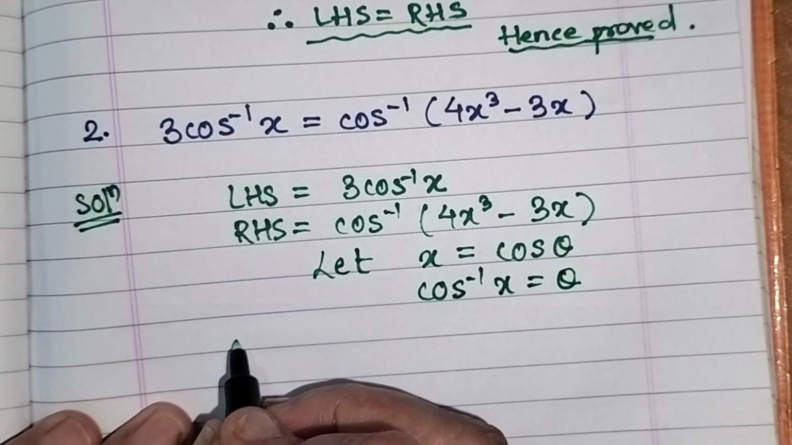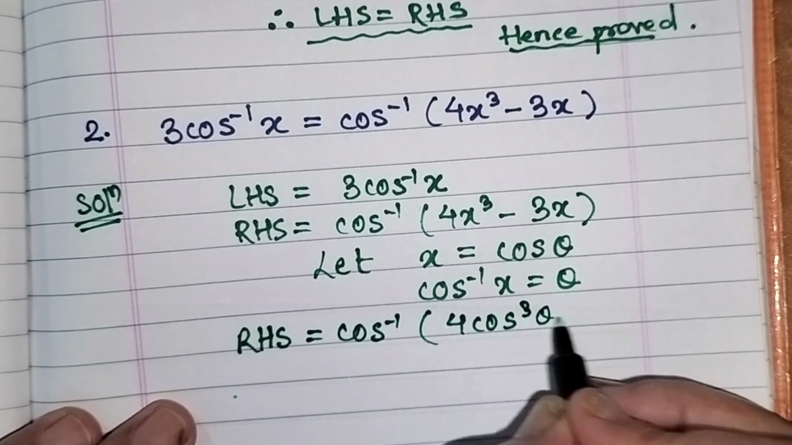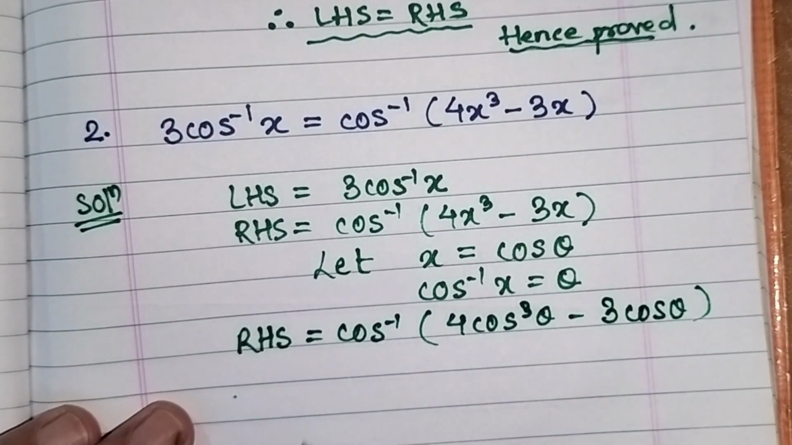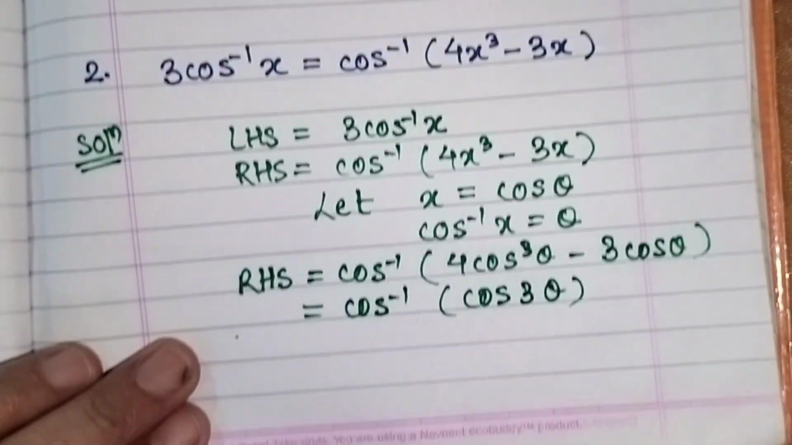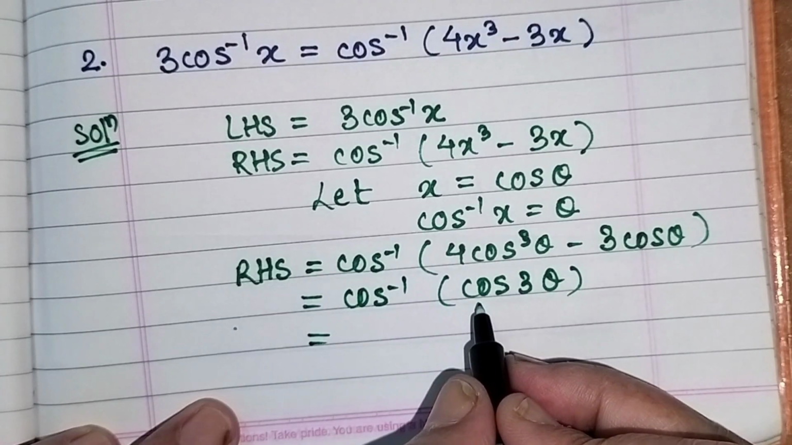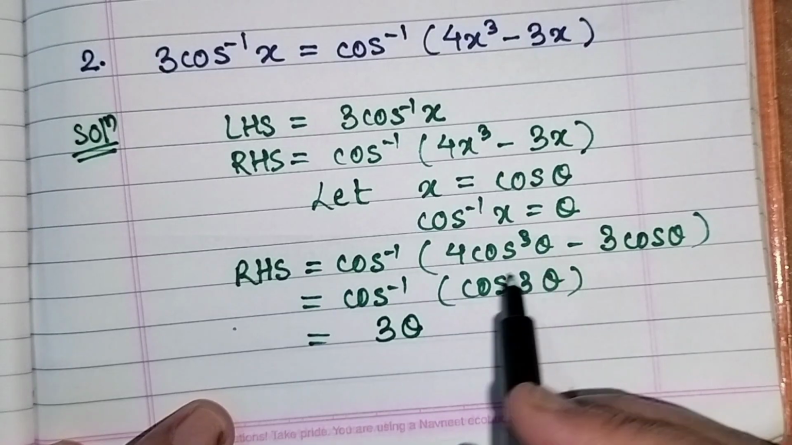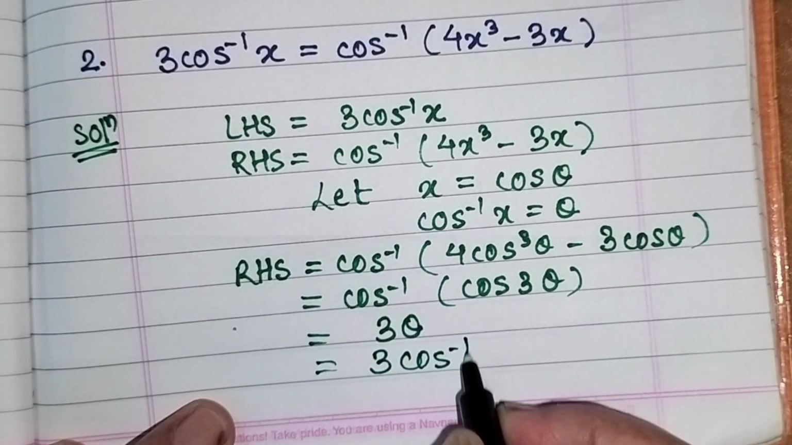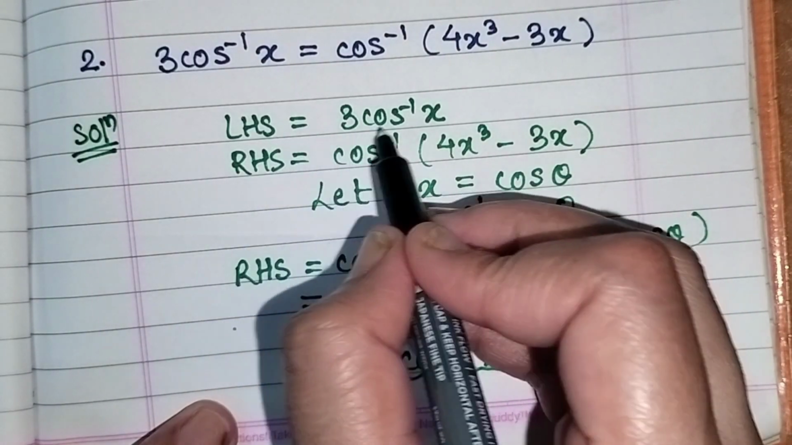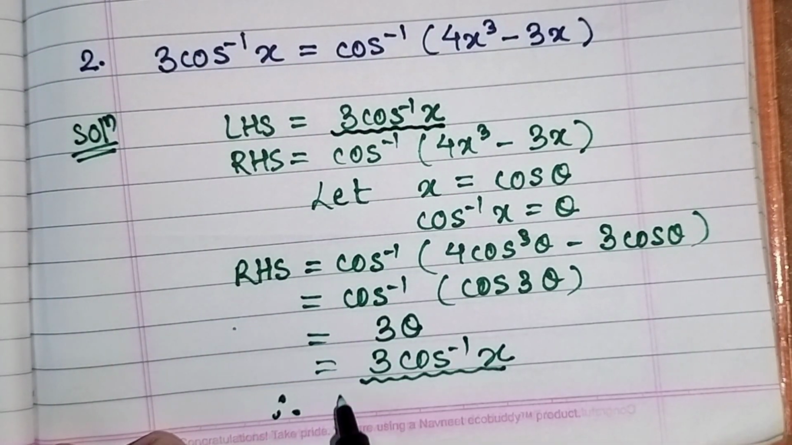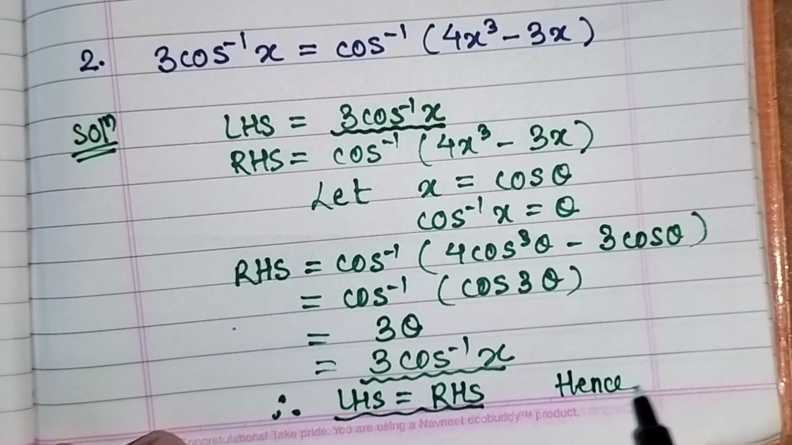So how can you write your RHS now? It is cos inverse of 4 cos cube theta minus 3 cos theta. Now this is cos 3 theta. Again this cos inverse and cos get cancelled, so you have the term 3 theta. The value of theta is nothing but cos inverse x, so we can write this as 3 cos inverse x. So in RHS we got 3 cos inverse x, and in LHS this was also 3 cos inverse x. Therefore our LHS is the same as RHS. Hence it is verified, therefore it is proved.